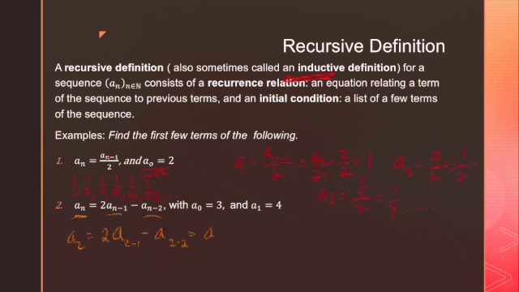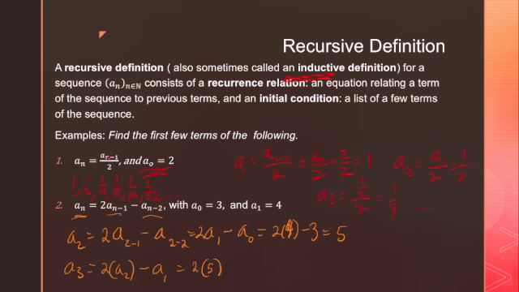A sub 3 is going to be 2 times a sub 2 minus a sub 1. So that gives me 2 times 5 minus 4. 2 times 5 is 10 minus 4 is 6. And let's find a sub 4 real quick. That's 2 times a sub 3 minus a sub 2. That's going to be 2 times 6 minus 5. 2 times 6 is 12 minus 5 is 7. Oh, this is going to be a really boring sequence if it ends up going up just by 1 every single time. Ha!